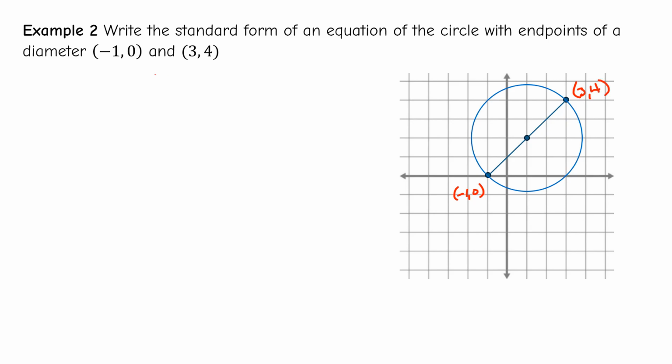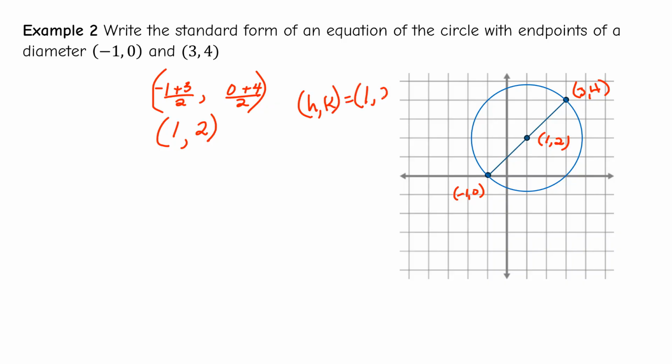And so remember, to find the midpoint of a segment, you just add your x's and divide by 2, add your y's and divide by 2. You're taking the average of the x's, the average of the y's. So that's 2/2, which is 1, and 4/2, which is 2. So the point 1, 2, you can already see that that is the center. HK, your center, is equal to 1, 2.